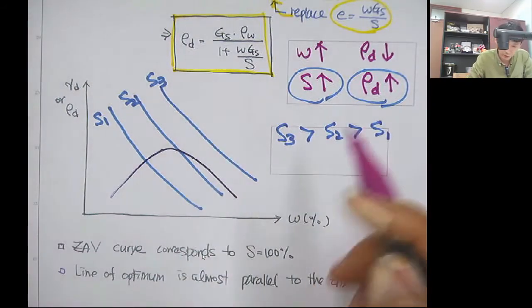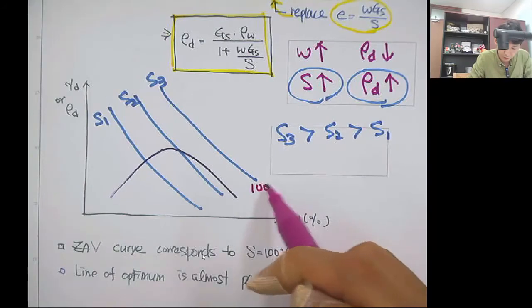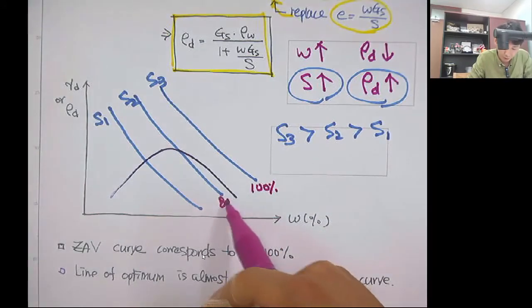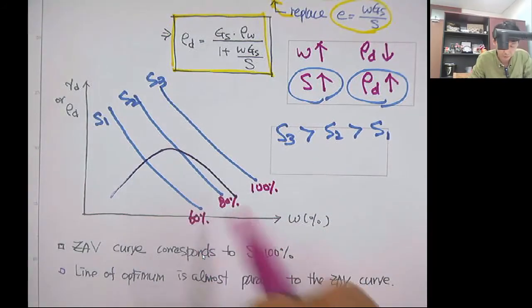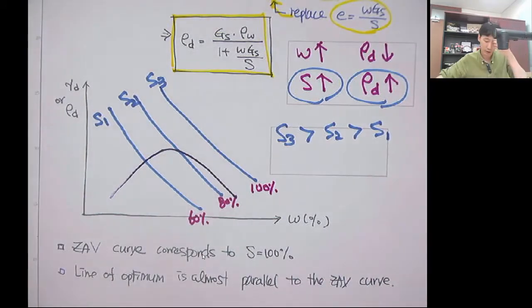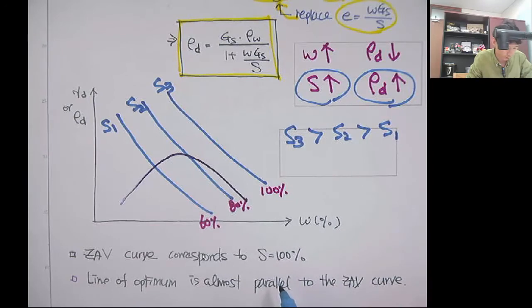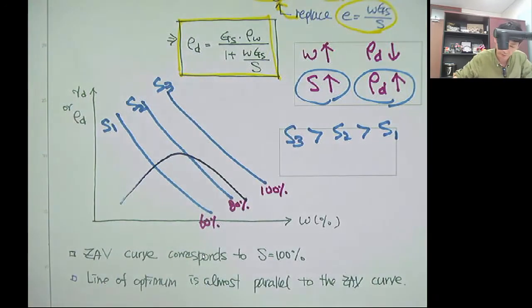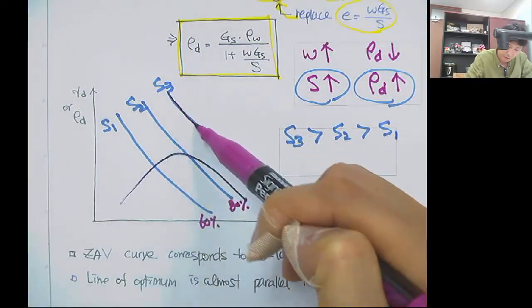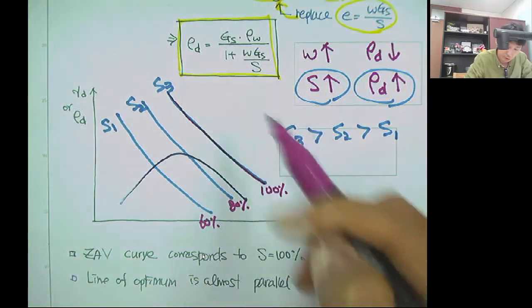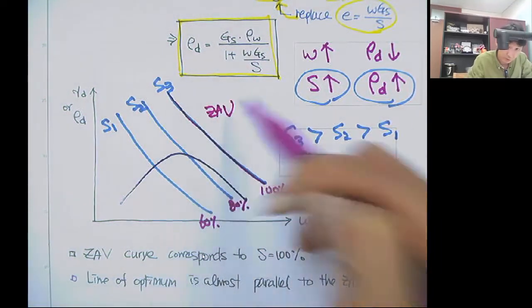Say that this is the 100%. If S3 is 100%, then this will be around 80%, and this, for example, is going to be like 60%. And this curve corresponds to the curve with the degree of saturation of 100%. So this curve is called the zero air voids curve.